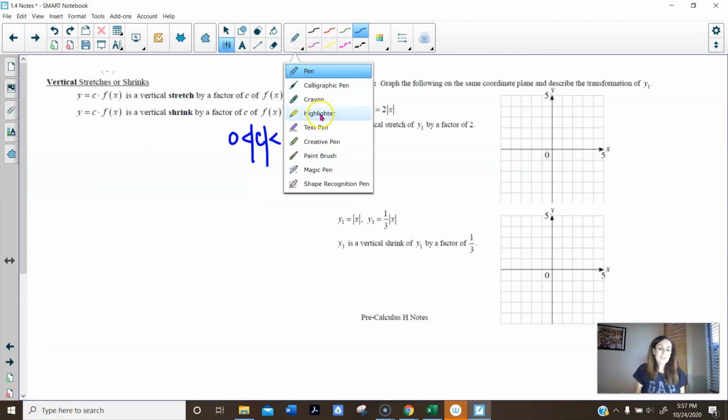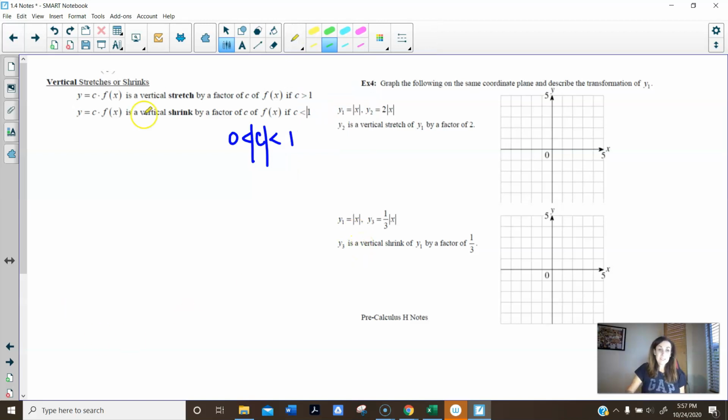So I think vertical stretches are a little bit easier than horizontal. They're a little bit more straightforward. If you take a multiplier and multiply it to your function, you are going to get a vertical stretch when that multiplier is greater than 1. What's going to happen is the graph is going to go up quicker, and so it will get narrower. Now, if you want a vertical shrink, then that multiplier is going to be between 0 and 1 when you're looking at its absolute value.